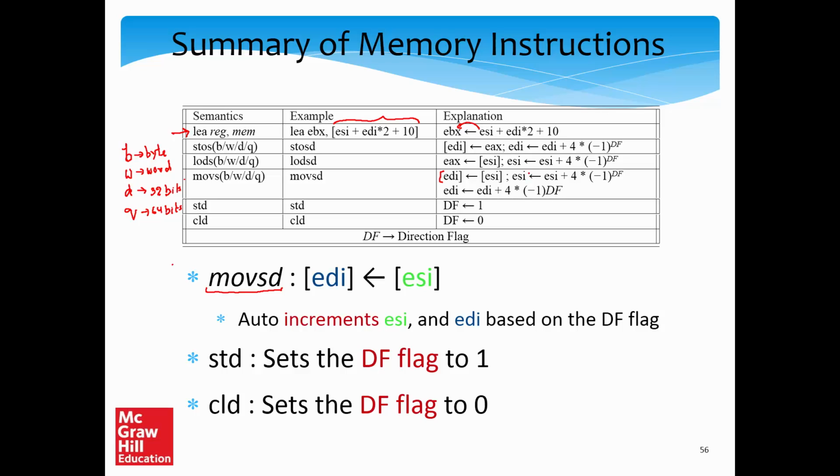Subsequently, we augment ESI. We add 4 to it or subtract 4 depending upon the flag bit. One more mistake: this DF should be at the top. And similarly, we do the same with EDI. We either add 4 to it or subtract 4 from it depending upon the value of the DF flag bit. We have two more instructions, STD and CLD. STD sets DF to 1, and CLD, which is like clear D, sets the direction flag to 0, depending upon whether we want to add 4 or subtract 4.